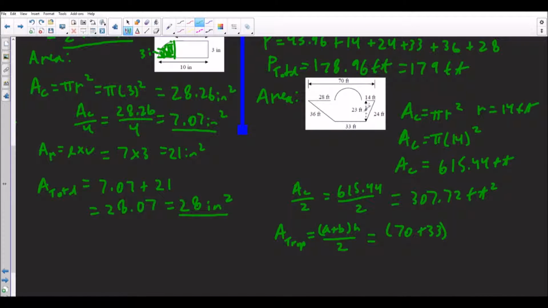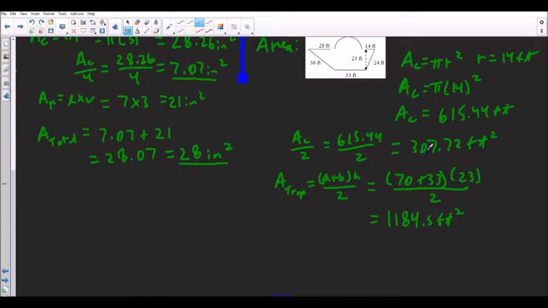So the height is this here. It's going to be 23 divided by 2. So all that's going to be, if you type this in your calculator, so what you do is add 70 plus 33, multiply that by 23, and then divide by 2, you would get 1,184.5 feet squared as the area of the trapezoid.